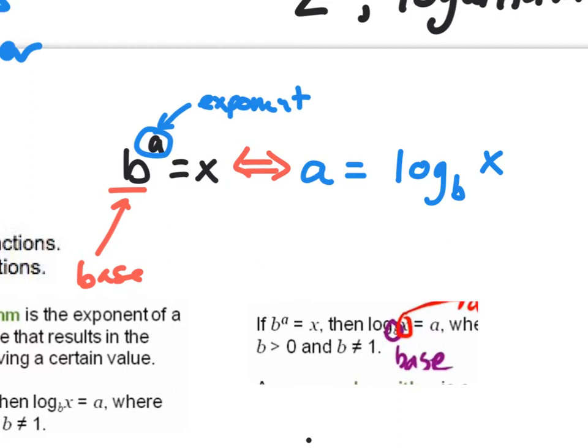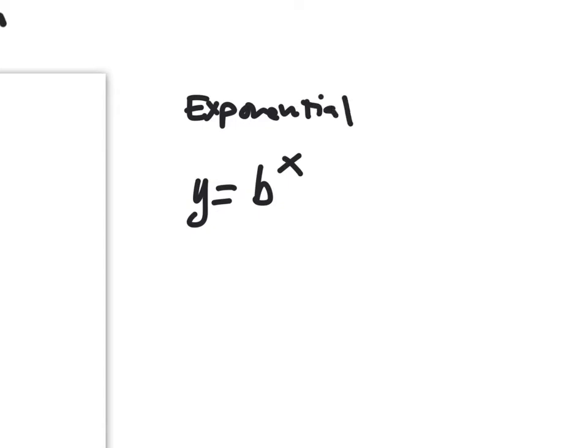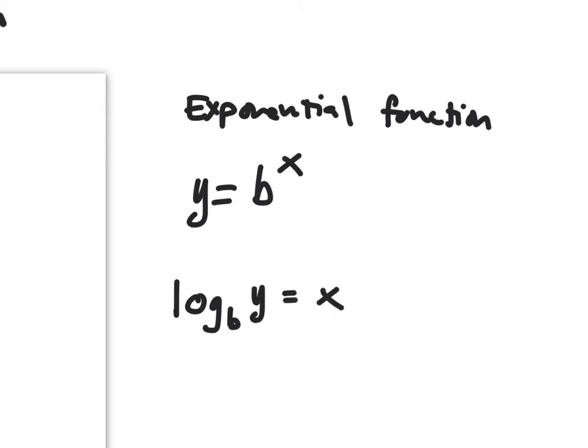Now, one way that I think about this, and here's another definition: I usually write it like this, y equals b to the x. Here's an exponential function. And then if I wanted to rewrite this in log form, I would say log base b of y is equal to x. This is what I usually do. This is how I remember it, how I figured out how to go from one to the other and vice versa.